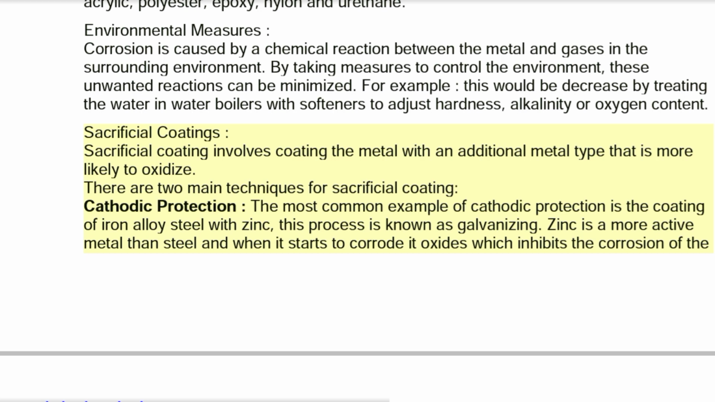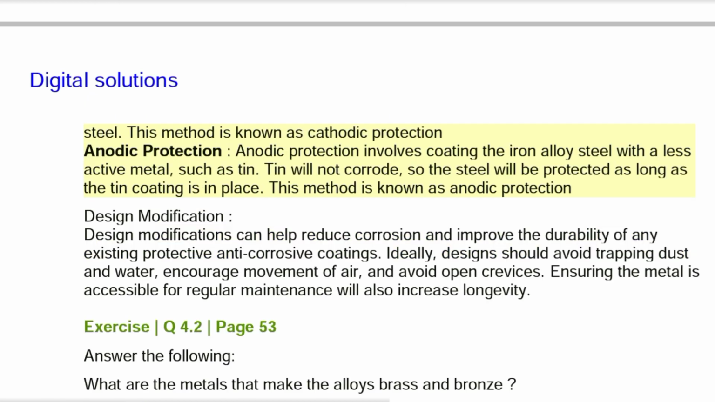Zinc is a more active metal than steel, and when it starts to corrode, it oxidizes, which inhibits the corrosion of the steel. This method is known as cathodic protection. Anodic protection. Anodic protection involves coating the iron alloy steel with a less active metal, such as tin. Tin will not corrode, so the steel will be protected as long as the tin coating is in place. This method is known as anodic protection.